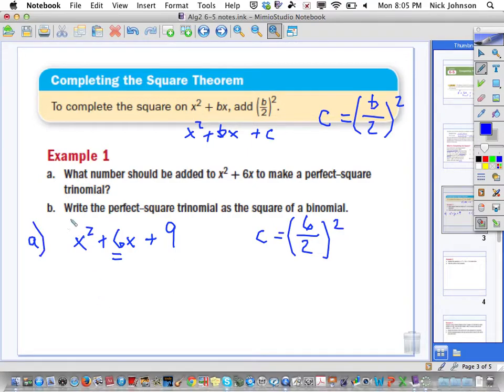Part B says write the perfect square trinomial as the square of a binomial. So we need some binomial squared. How do you get that? If you remember the process before, we always squared this one and took 2 times this to give the middle term. So essentially all I have to do is take the square root of this. The square root of x squared is x. The square root of 9 is 3. The sign in the middle is plus, and that is the square of my binomial, my perfect square.